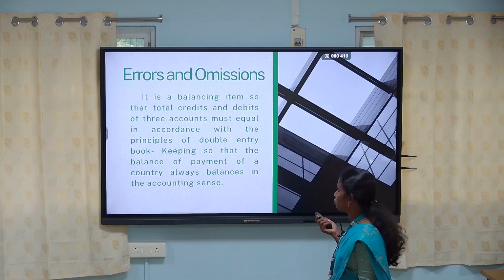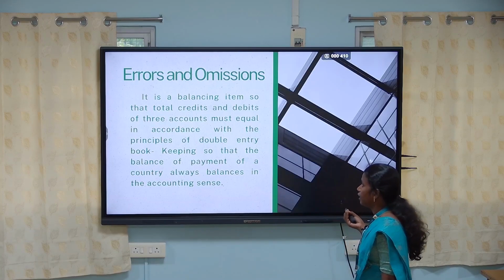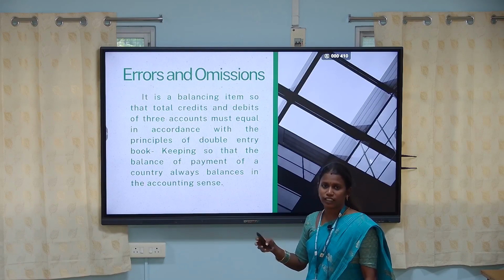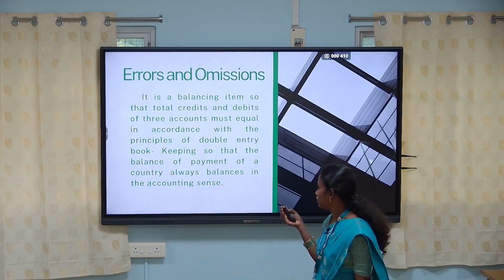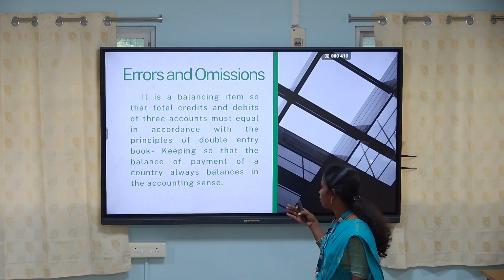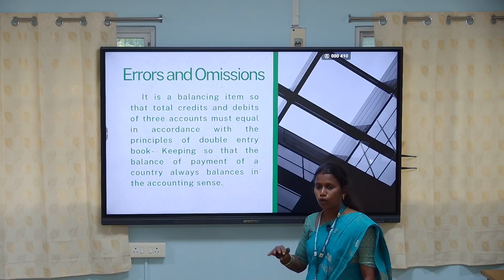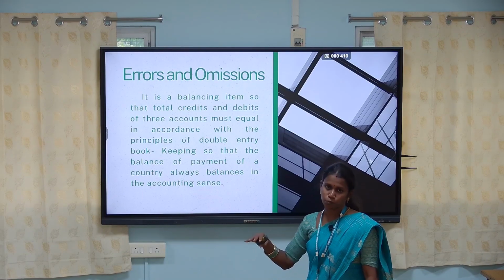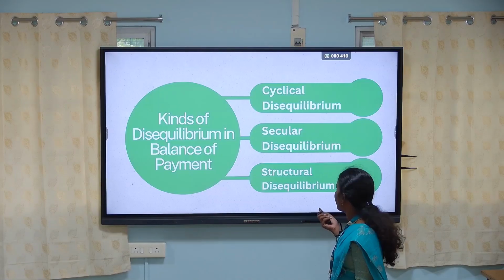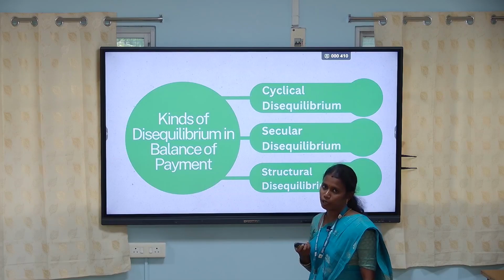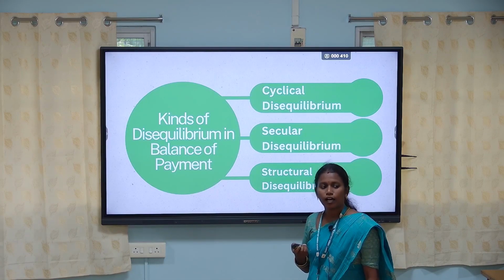So what is errors and omissions? It is a balancing item, so that we can balance the two things, debit and credit sides, like the receipts and payments side. It will not always be a balanced one. In order to balance both sides, we make use of this item.